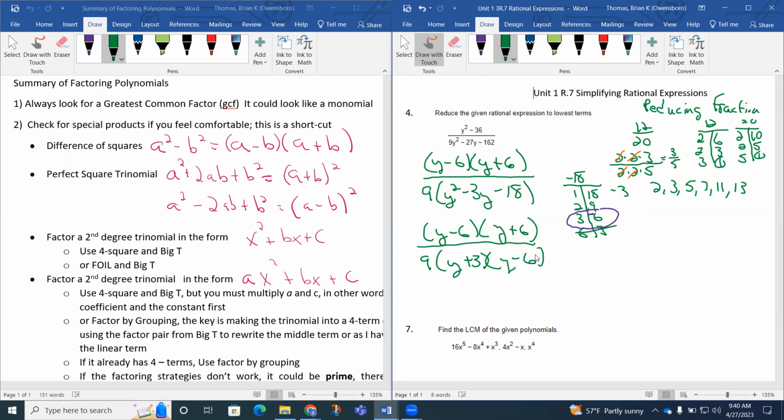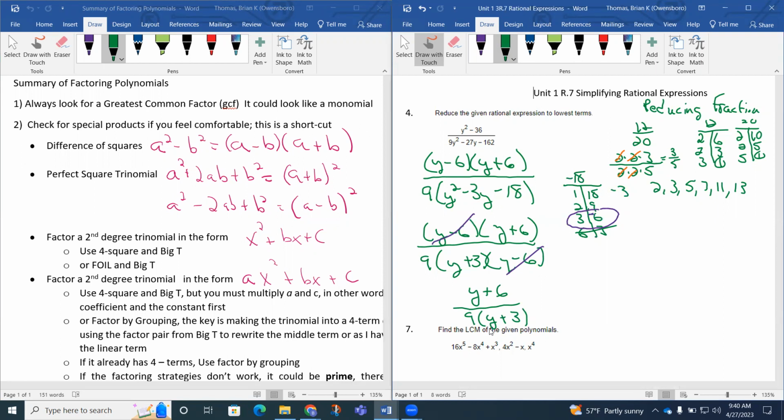Once we have that, then we can kind of start trying to look for common factors on the top and the bottom. Notice how they both do have a y minus 6 on the top and bottom, so I can actually reduce that. And that's going to leave me then, the remaining factor on the top would be then this y plus 6. And on the bottom, we have this 9 times the expression y plus 3. So that's what we would have as our answer there.